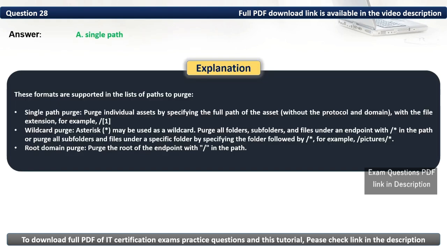These formats are supported in the list of paths to purge. Single path purge: purge individual assets by specifying the full path of the asset with the file extension, for example, /pictures/strasbourg.png. Wildcard purge: asterisk may be used as a wildcard. Purge all folders, subfolders, and files under an endpoint with /* in the path, or purge all subfolders and files under a specific folder by specifying the folder followed by /*, for example, /pictures/*. Root domain purge: purge the root of the endpoint with / in the path.